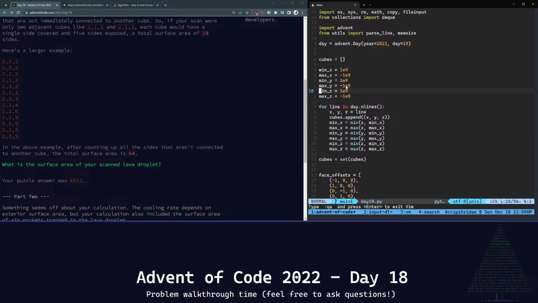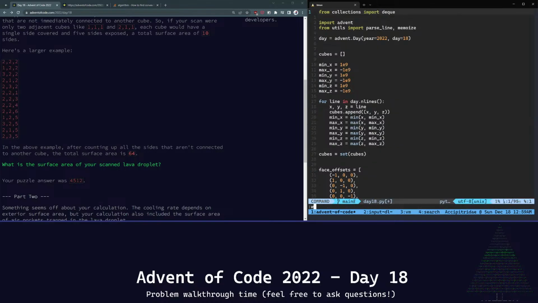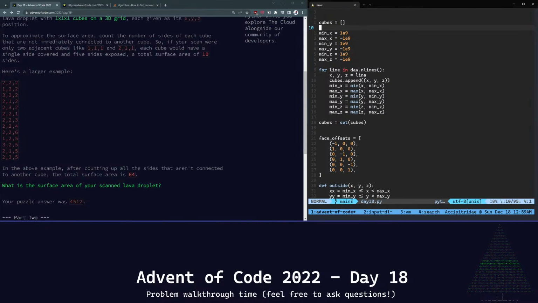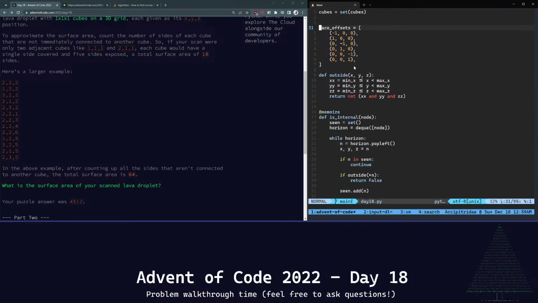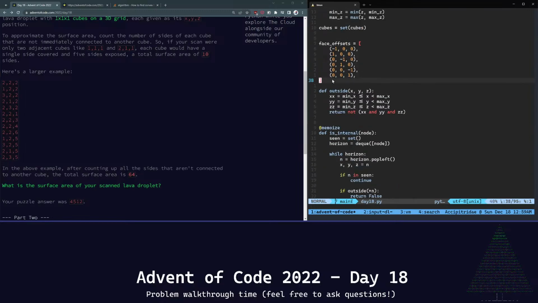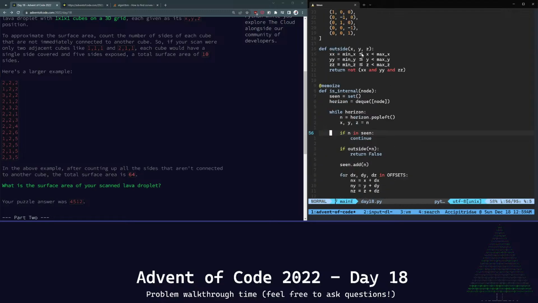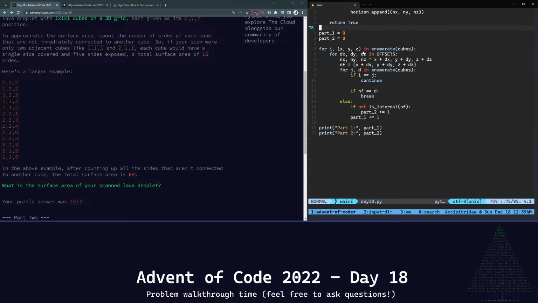So how do we solve this problem? Well, we read the problem input, straightforward enough. We've done enough input parsing in Advent of Code. I'll leave that as an exercise to the viewer. And ignoring this stuff, we can define these face offsets, or I might call it something different actually. Let's call it offsets, like that. And this is the part that's relevant for part 1. So we can go through every cube and then pick a direction.